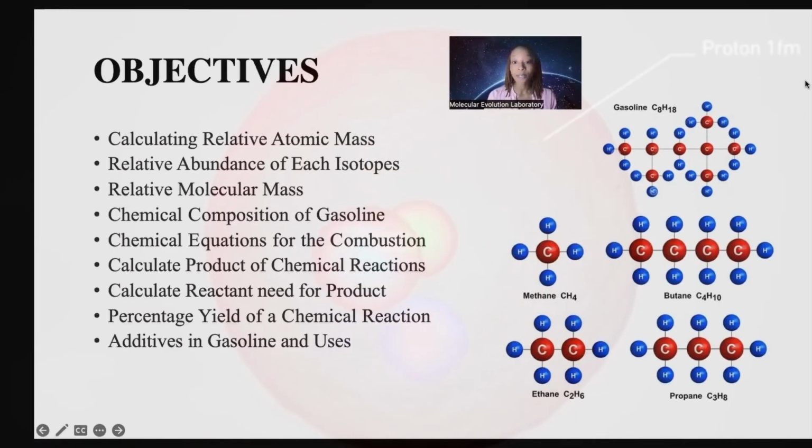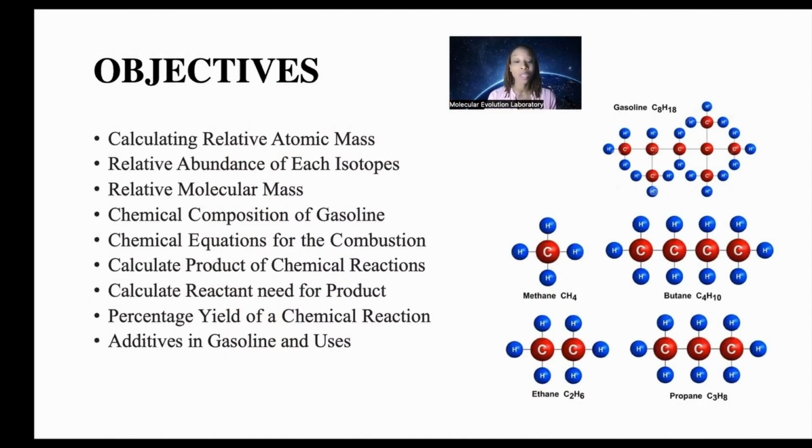So our objectives for today will be calculating relative atomic mass. I think we've looked at that before in our last lecture, as well as the relative abundance of each isotope, relative molecular mass, understanding the chemical composition of gasoline, which is basically simple. It's only hydrocarbons, understanding chemical equations for combustion to calculate products of chemical reactions, as well as reactants needed for product, understanding percentage yield of a chemical reaction, as well as additives in gasoline and their uses.